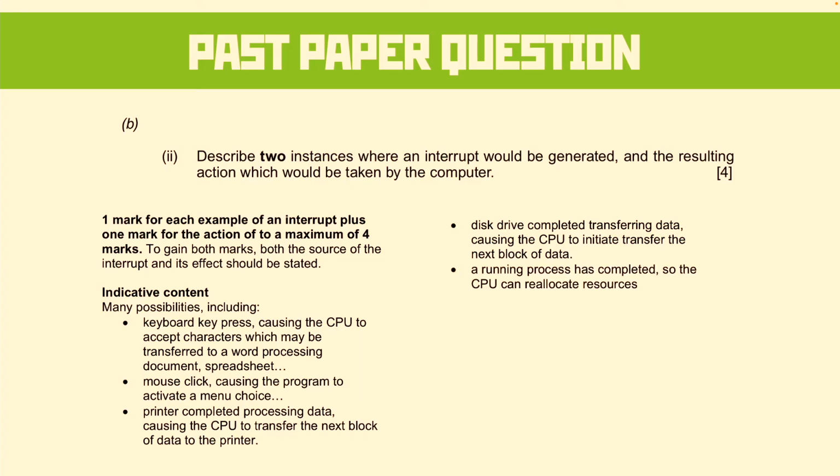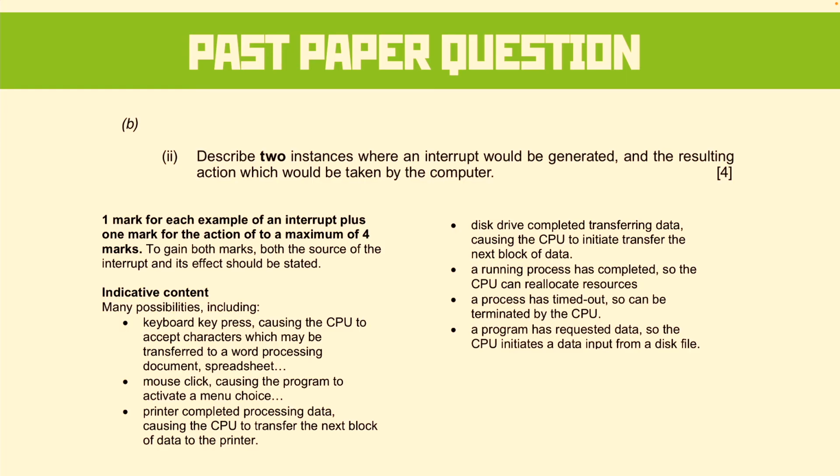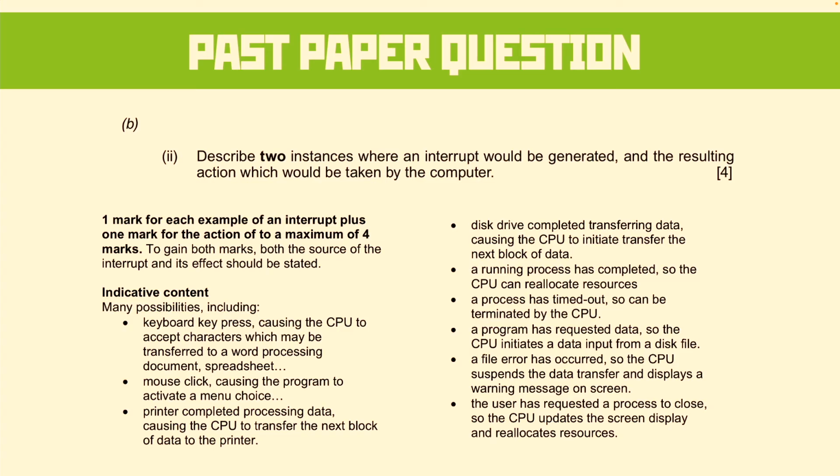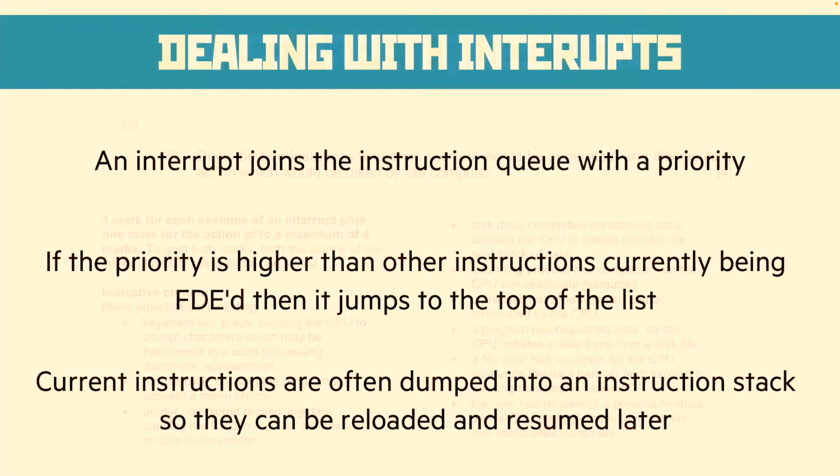A running process might have finished, so the CPU can start reallocating its resources. A process might have timed out, so it can be killed by the CPU. A program might have requested data, so the CPU might need to get the disk to copy things across. A file error has occurred, so the CPU can suspend data transfer and show a warning on the screen. Or the user has requested a process to close, so the CPU updates the screen display and reallocates resources.